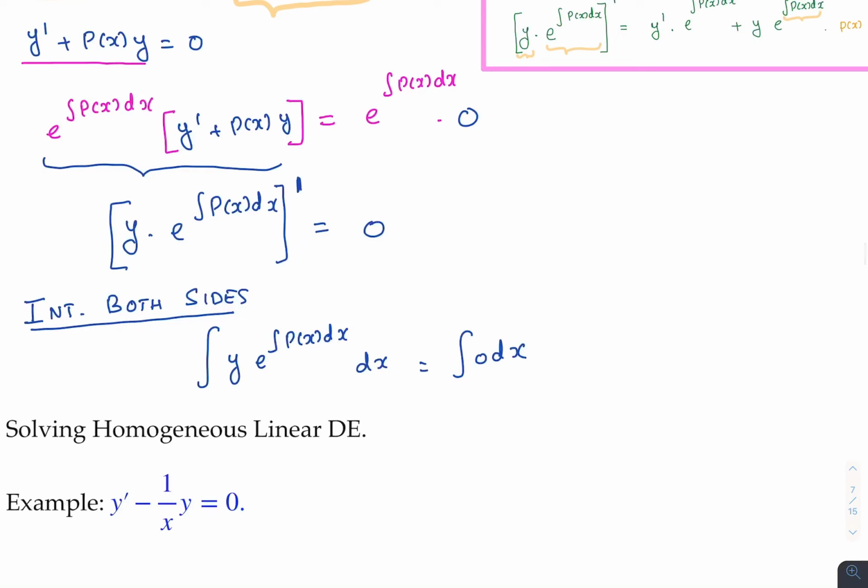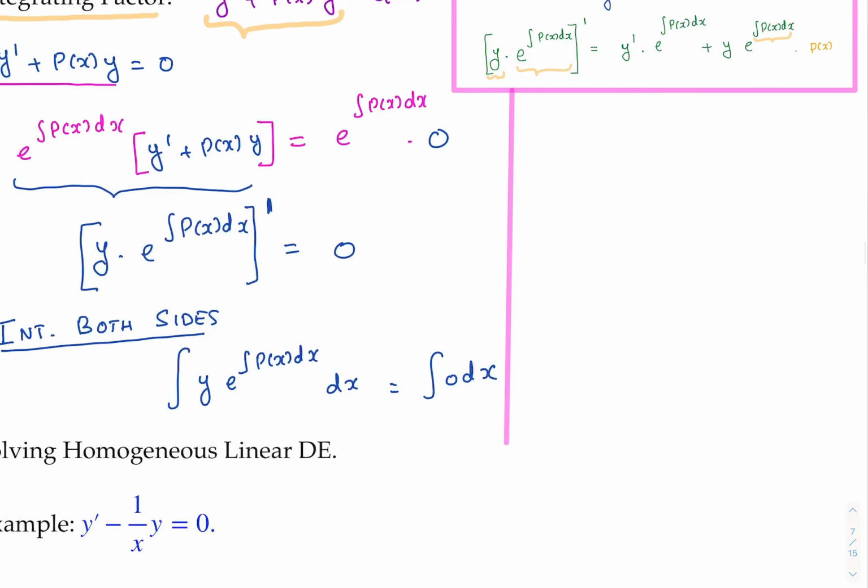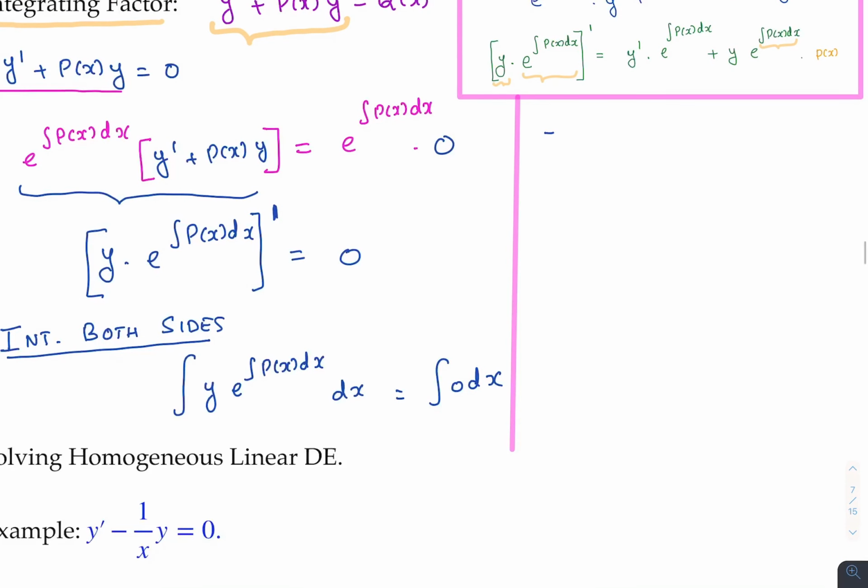And then what happens when I do that? The left-hand side, by the way, here's the derivative. Because of the fundamental theorem of calculus, the integral is the antiderivative, and the antiderivative of the derivative is the same. So the left-hand side is going to be simply y times e to the integral of p of x dx, and the right-hand side is going to be c. Again, our goal is to find the solution y.